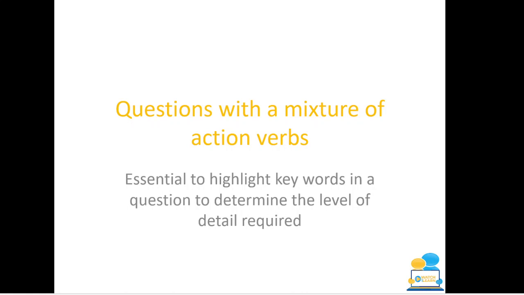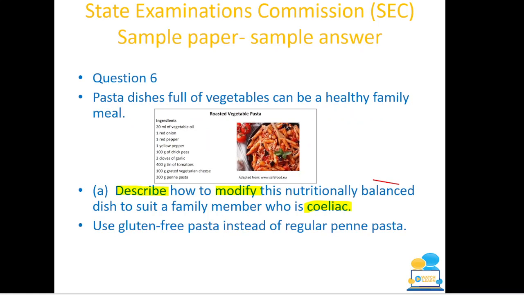So these again are more questions with a mixture of action verbs, and it is super important to highlight the keywords. So this is from a sample paper from the SEC. I've given sample answers because there was not a marking scheme. So question 6, pasta dishes full of vegetables can be a healthy meal. Part A, describe how to modify this nutritionally balanced dish to suit a family member who is celiac. So I'm highlighting describe as my action verb, which means I'm going to have to state, explain, example. I've highlighted modify because I know I'm going to have to change this recipe above. And I know that it has to be for celiac.